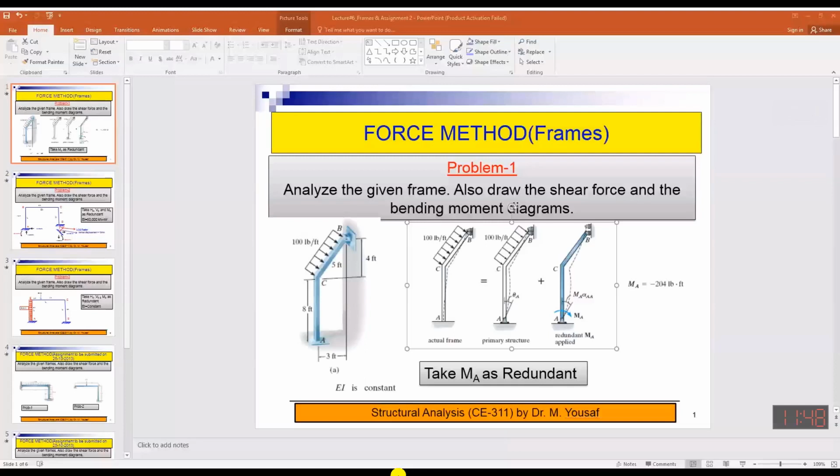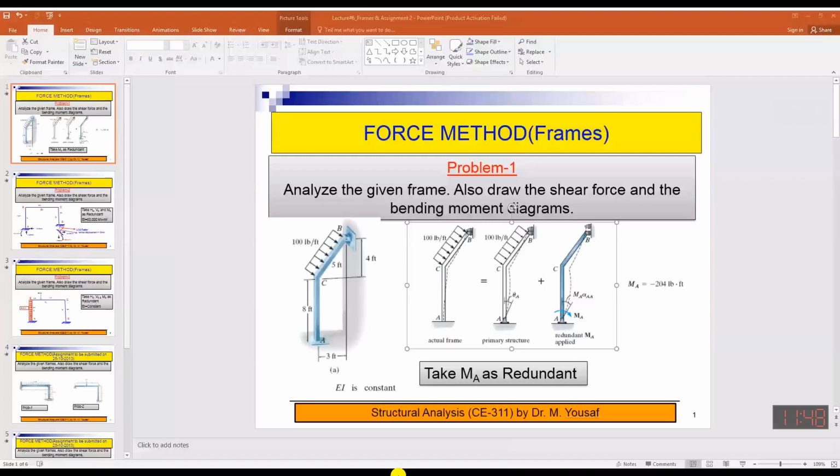And if I consider in general this one, this will be the global coordinate system. Now this loading has been given in local, according to local coordinate system. Then in this case, it is required to draw the shear force and bending moment diagram. Now over here, you can consider the moment as redundant.